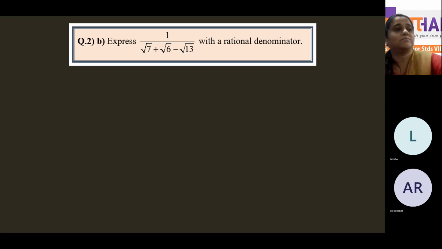Done? Super. Very good. Next to finish, Swati. Very good. Swati and Sahana got the correct answer. All of us can do it. Don't worry. If you don't get it, don't feel low. You know it, but somewhere you have gone wrong, a careless mistake, so you're not getting it. Don't worry.